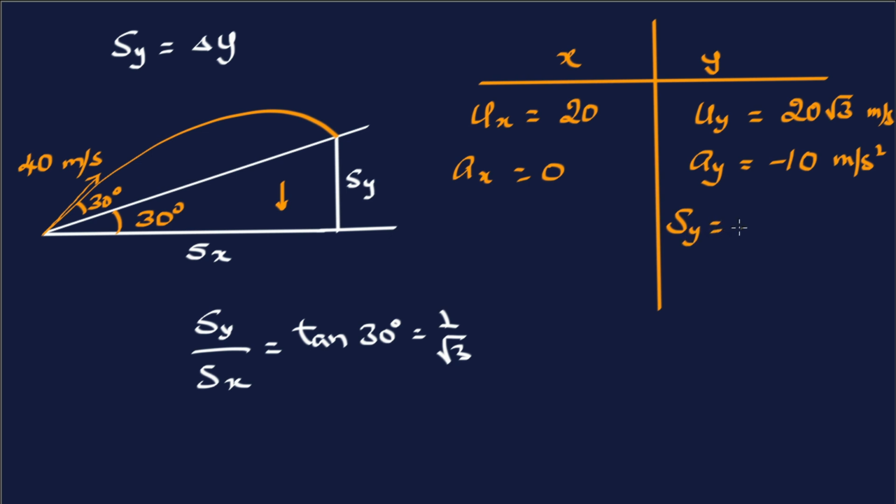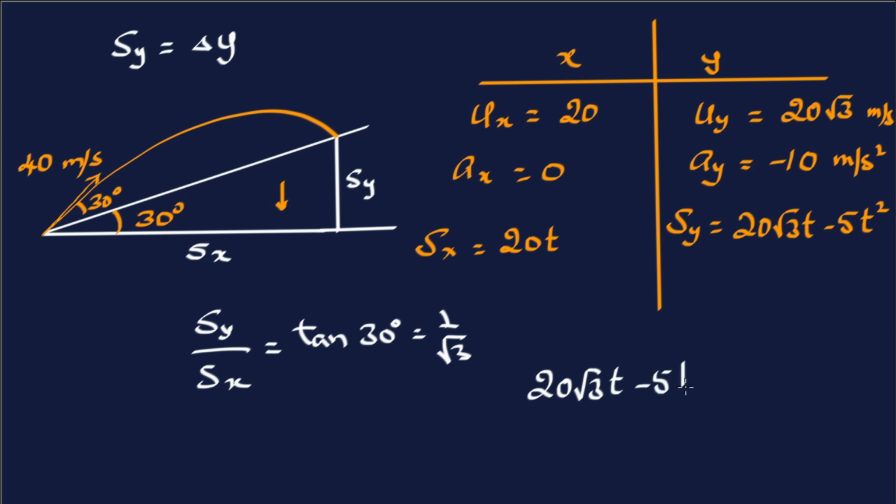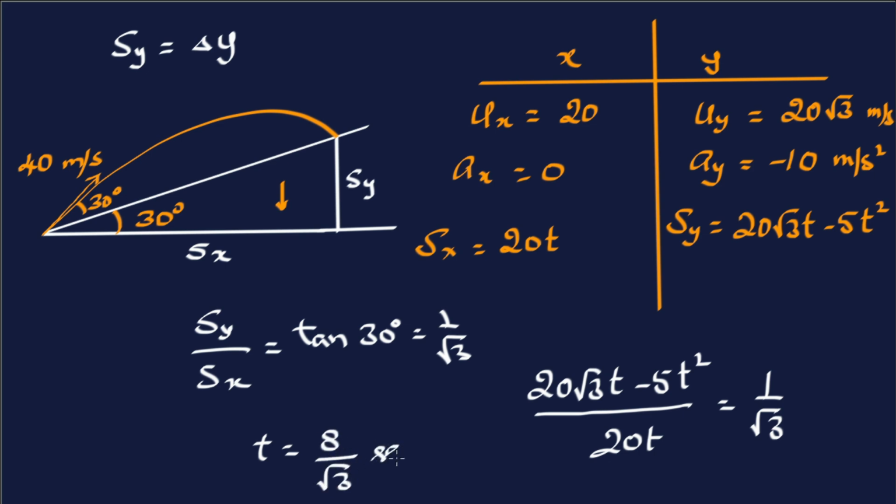So Sy is equal to ut plus half at squared, 20 root 3 t minus 5t squared. And Sx is equal to ut plus half at squared, a is 0. So this relationship becomes 20 root 3 t minus 5t squared divided by 20t is equal to 1 by root 3. So all we have to do now is solve for t. And this equation gives us the time of travel as 8 by root 3 seconds.